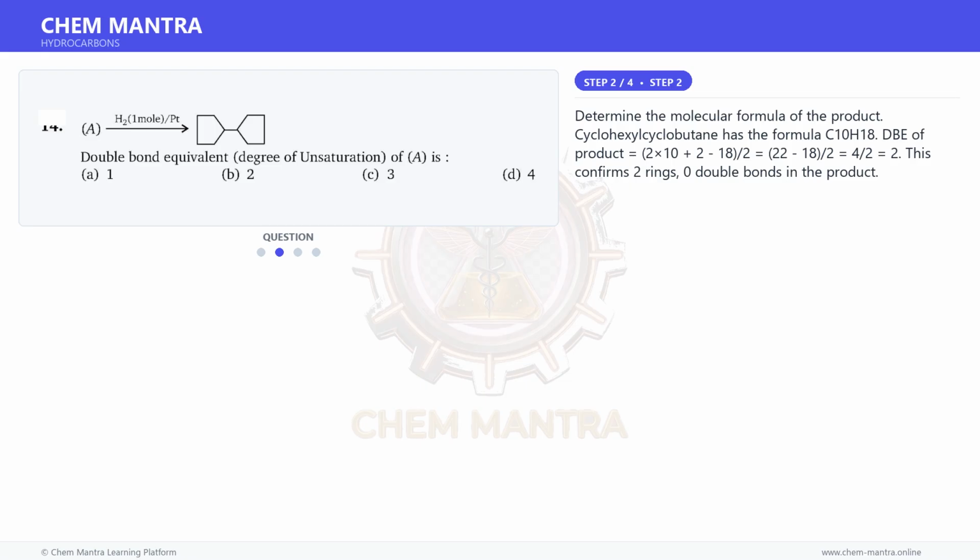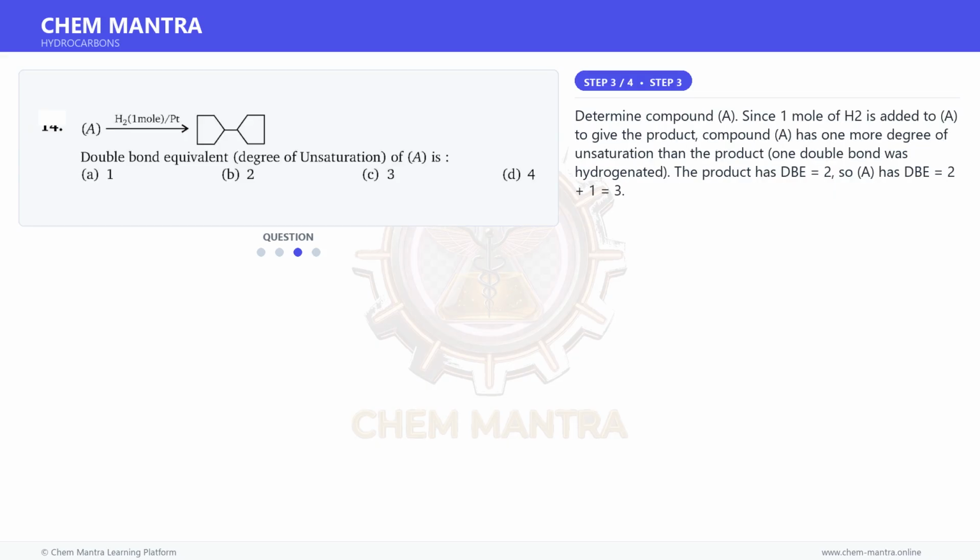dB of product is equal to (2 times 10 plus 2 minus 18) divided by 2, which is 22 minus 18, which is 4, divided by 2 equals 2. This confirms 2 rings, 0 double bonds in the product. Moving on to the next step.